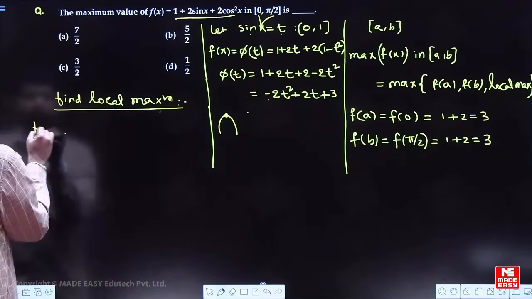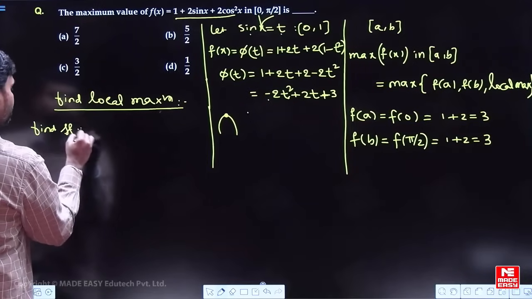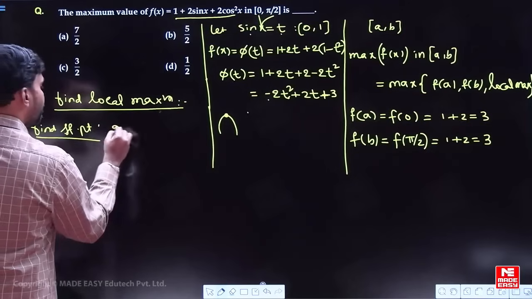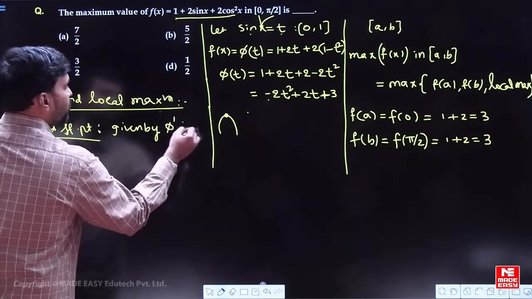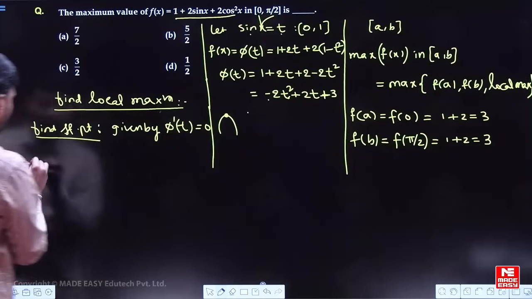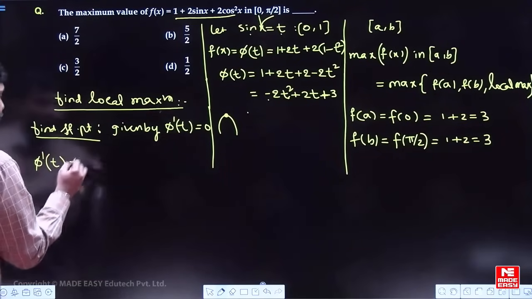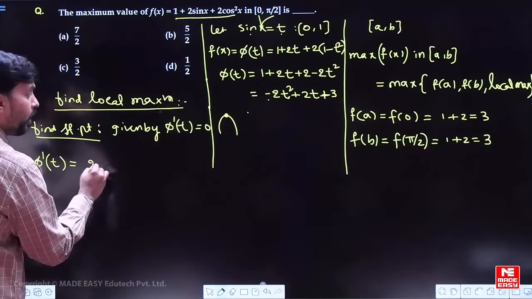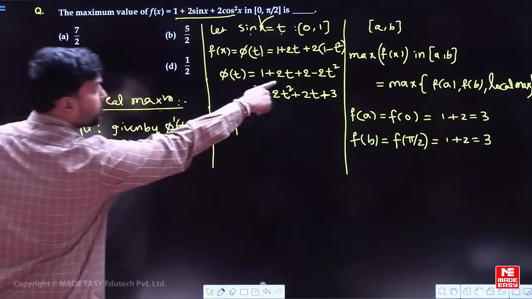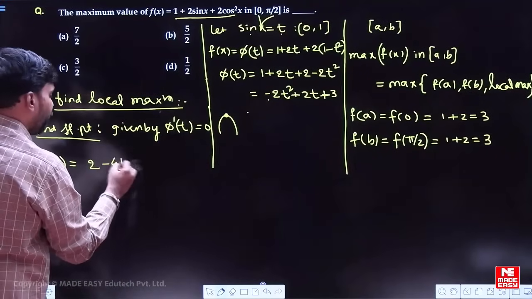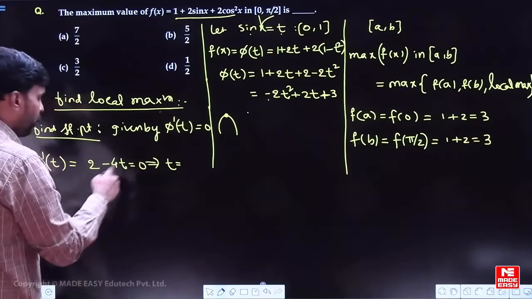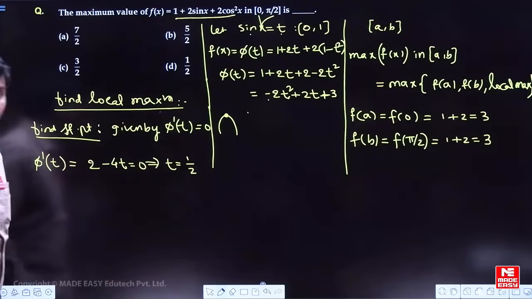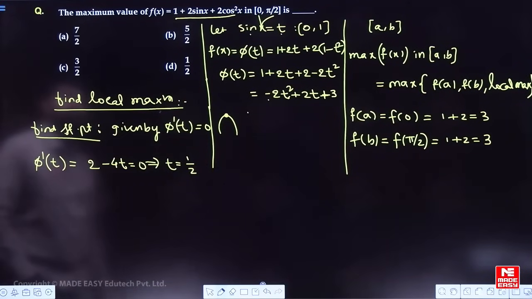Find the stationary point here. So the stationary point is given by phi dash of t is equal to 0. So what is phi dash of t? The differentiation is 2, and then it is minus 4t is equal to 0. So from this you are getting t is equal to 1/2. Okay, so t is equal to 1/2 you are getting.